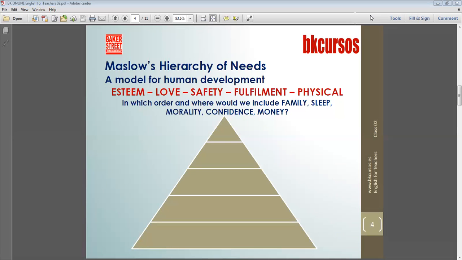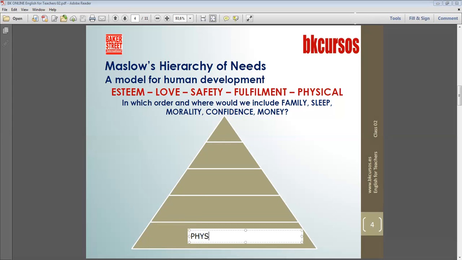Okay, possibly. This is our model for human development, which we can see applied in many places. We have five different aspects or concepts: esteem, love, safety, fulfillment, and physical development. So what would be at the bottom, do you think? What are the basic needs which we all have? Esteem, love, safety, fulfillment, or physical? Physical.